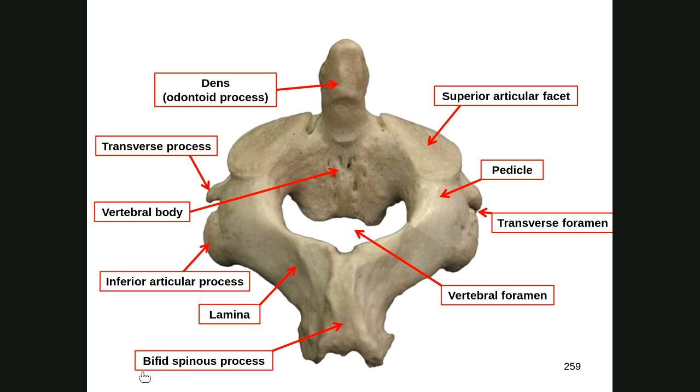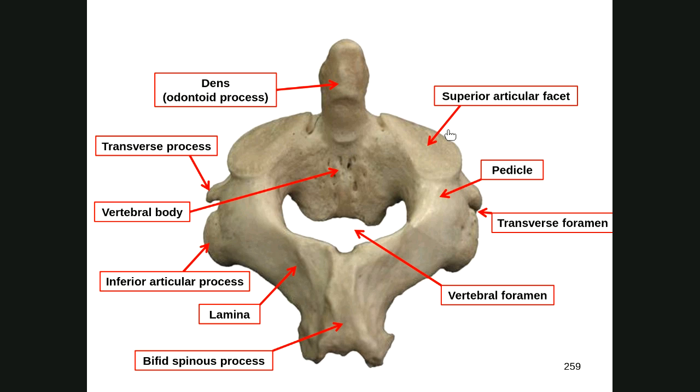All right, don't forget the bifid spinous process. If the spinous process has these two little nubbins, one here, one over here, you can call it a bifurcated spinous process, or you can call it a bifid spinous process, either or. So your laminae are back here. You have your dens, you have your superior articular facet.